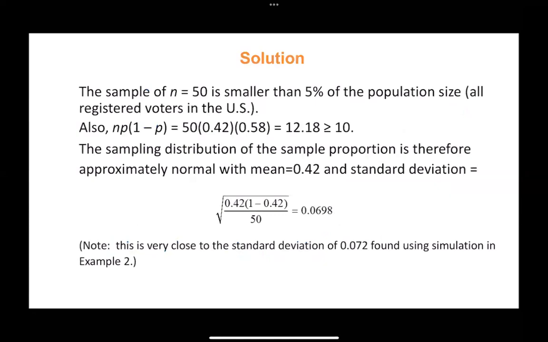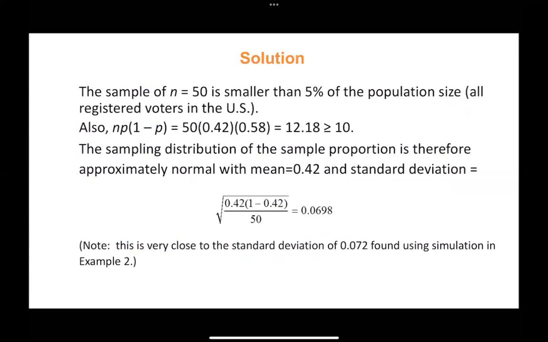So we can guarantee that n equals 50. So our sample size is definitely smaller than the population size of all registered voters. So that's good. These are the things we have to check. Also, np times 1 minus p, I calculated it there. It's 12.18. We're good. It's greater than 10. So now we can state that it is approximately normal.